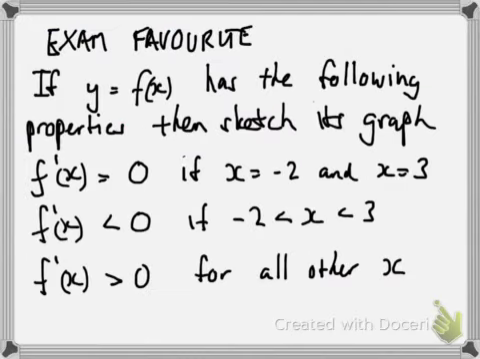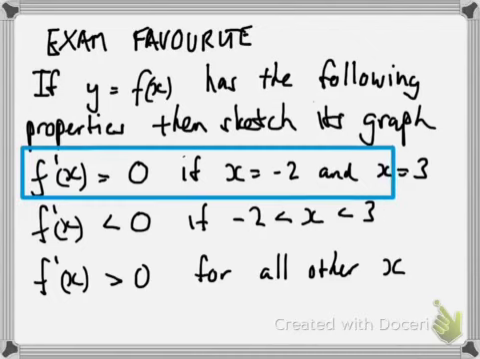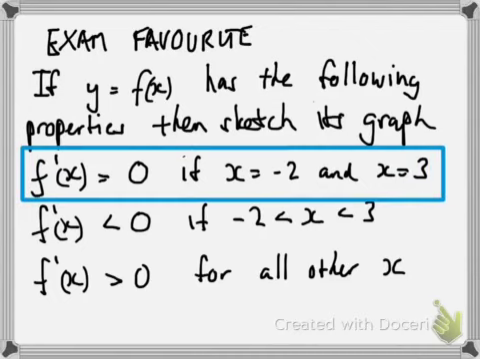Next one is an exam favourite. These have been in quite a few exams in the last 10 years or so. If y equals f of x has the following properties, then sketch its graph. Okay, so its derivative equals 0 when x is negative 2 and x is 3. So we know they're going to be stationary points.